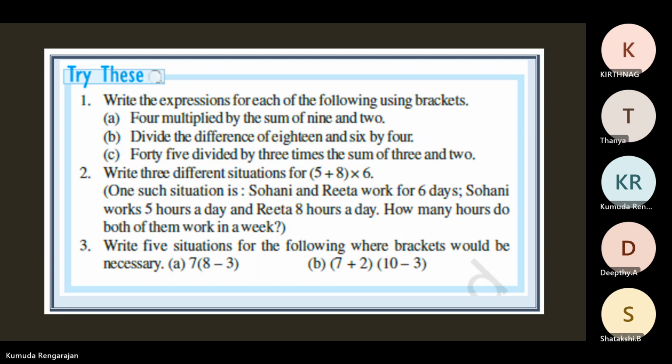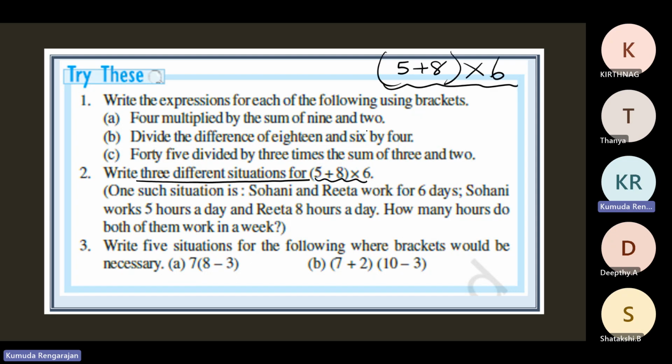78 rupees, ma'am. Yes, you're right, Satakshi, the answer is 78, but you're not expected to find that. We're just trying to create different situations. You should just write situations which can give this meaning. So for the situation, we said that Meena gets 5 rupees a day from her mother and 8 rupees from her father. What is the total money she gets in 6 days? This is how you would express that, right?